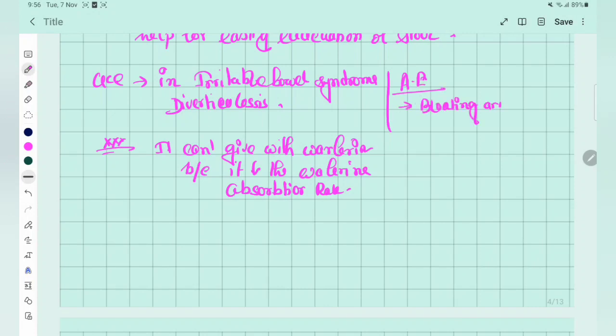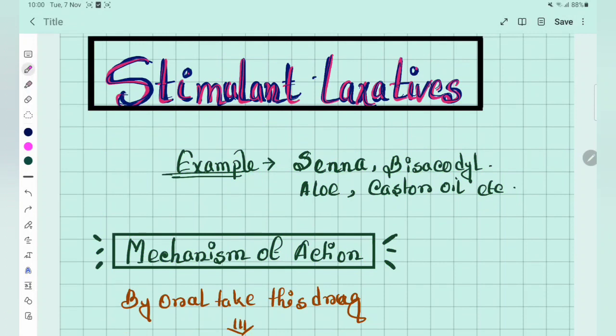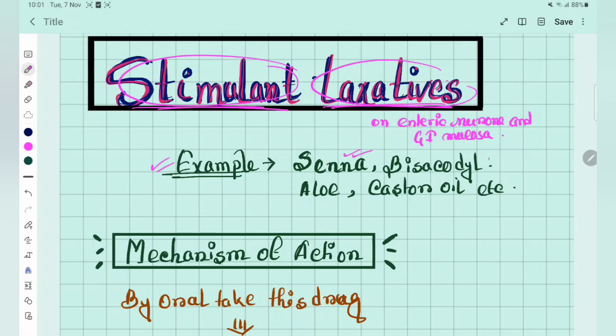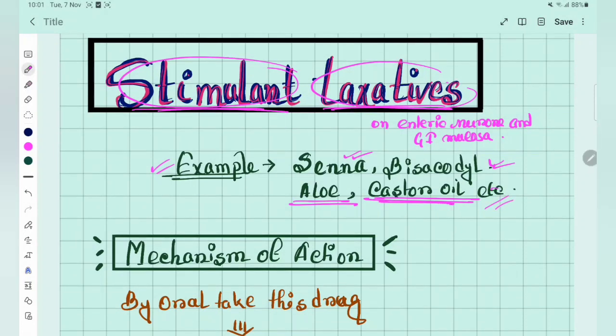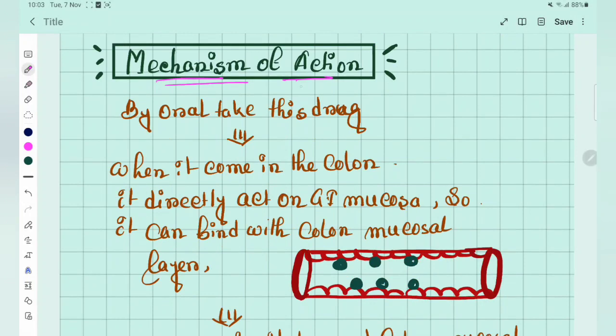bloating and flatulence. Now I discuss the stimulant laxatives. These stimulant laxatives have a direct action on enteric neurons and GI mucosa. So the drugs under these stimulant laxatives are senna, bisacodyl, aloe and castor oil, etc. Now I discuss how these stimulant laxatives work in our body. That means the mechanism of action of the stimulant laxatives. So I start the discussion about the mechanisms of the stimulant laxatives.